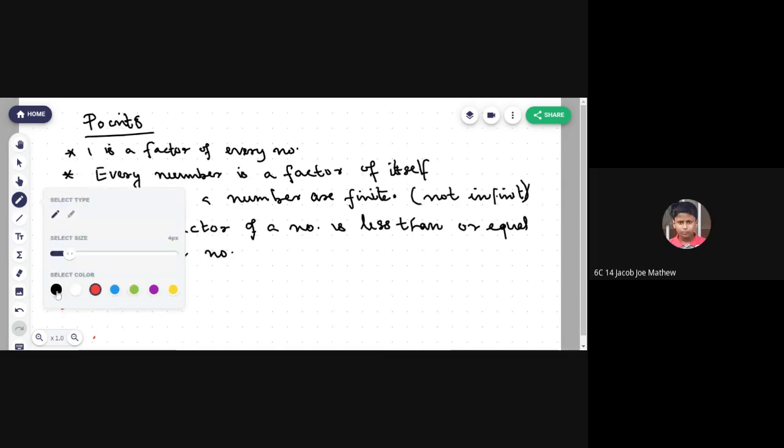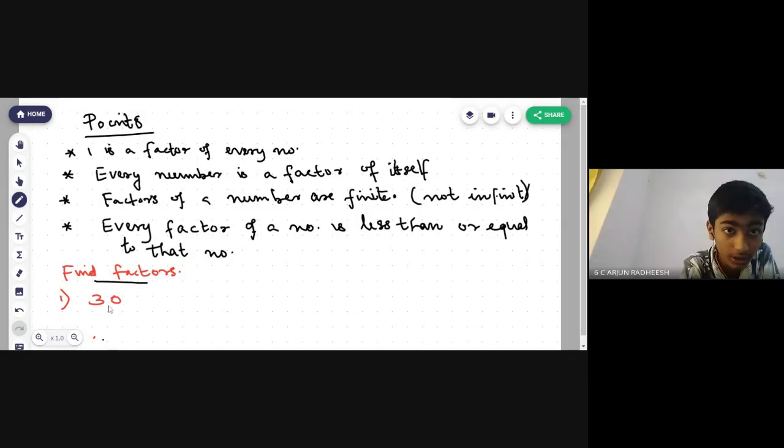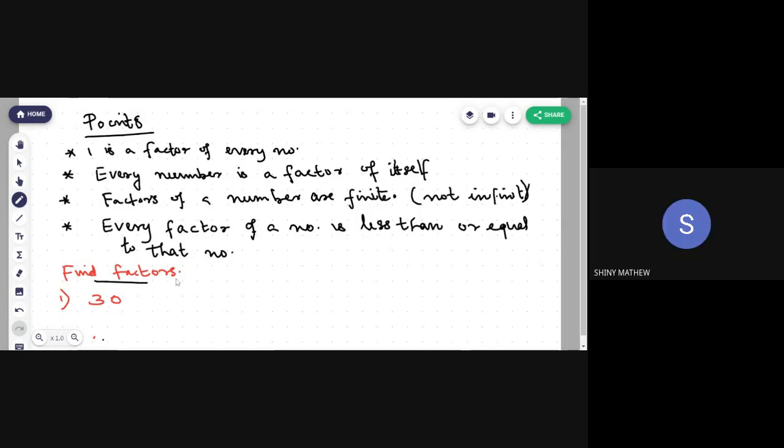Please write the same heading you are given: find factors of the following numbers. Or otherwise you can give only "find factors". Then below you can give the number 30. Then can you write all factors of 30?